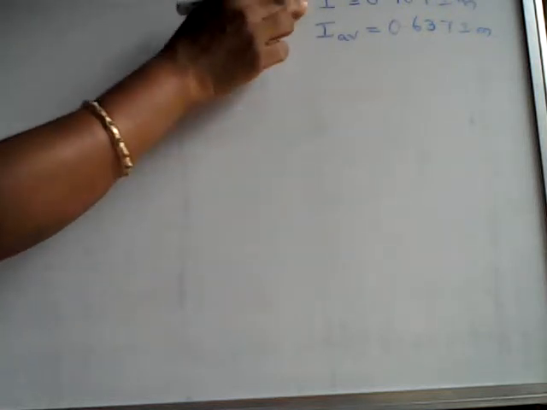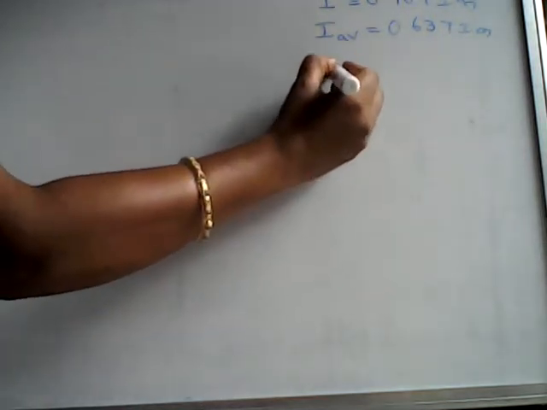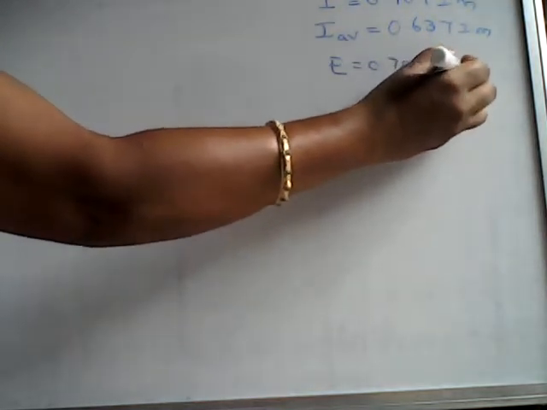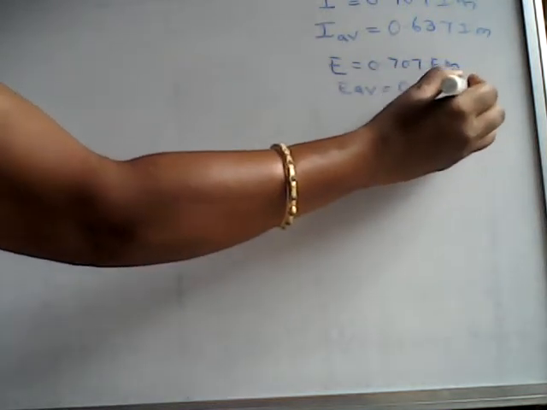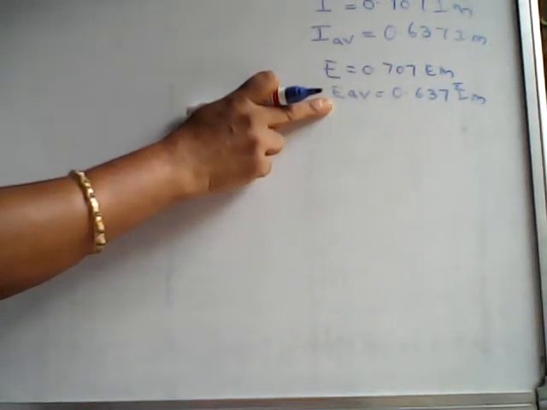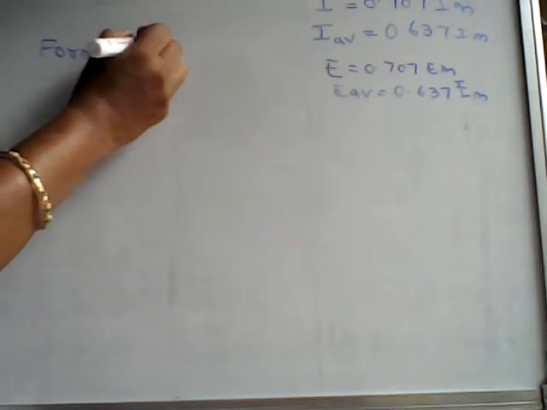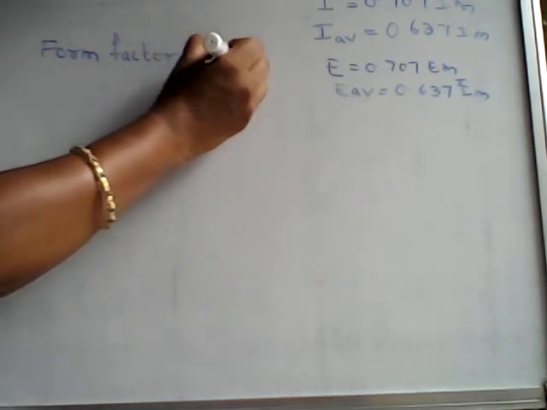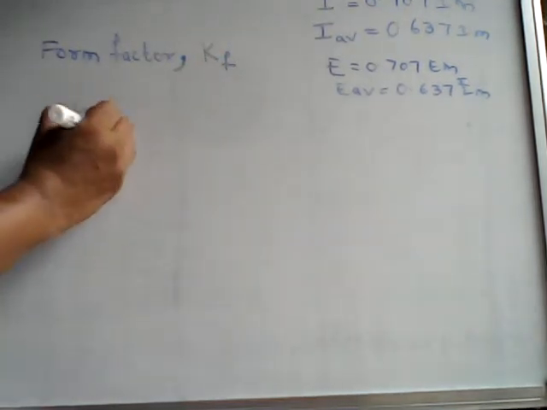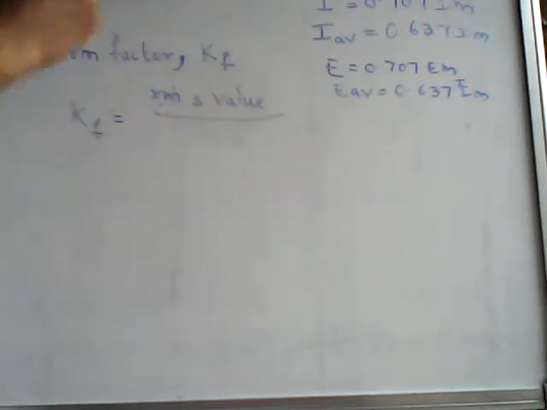The form factor is nothing but the ratio of effective value. Effective value is nothing but RMS value to average value of alternating current, or it may be defined as it is the ratio of RMS value of voltage to the average value of voltage of an alternating quantity. So, form factor is denoted by Kf. Usually it is denoted by Kf, and this form factor is given by the ratio of RMS value, root mean square value, to the average value.